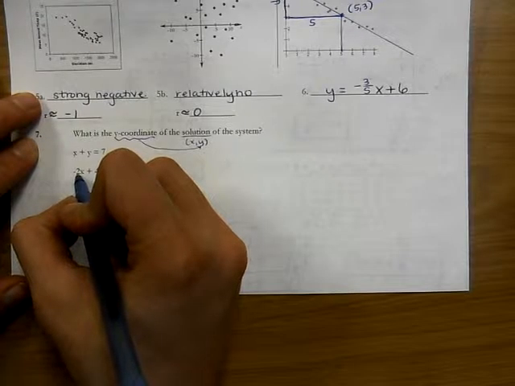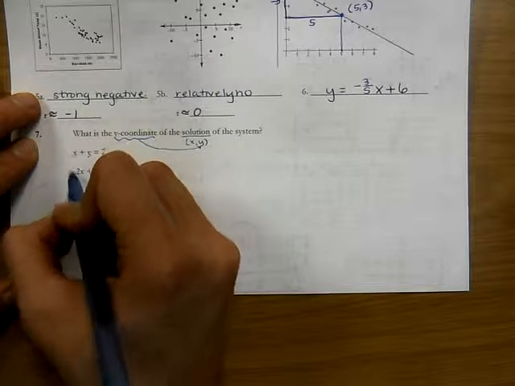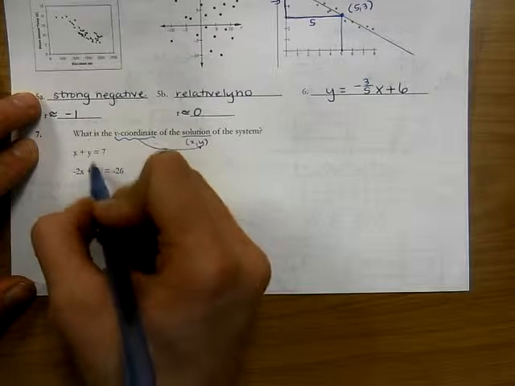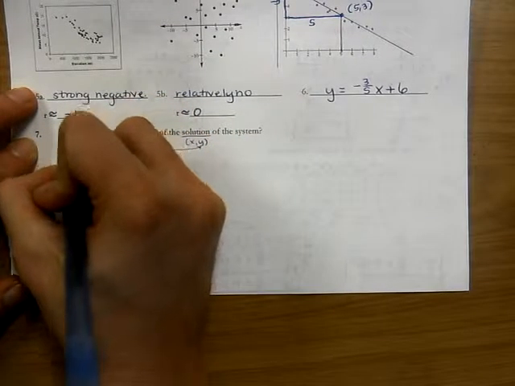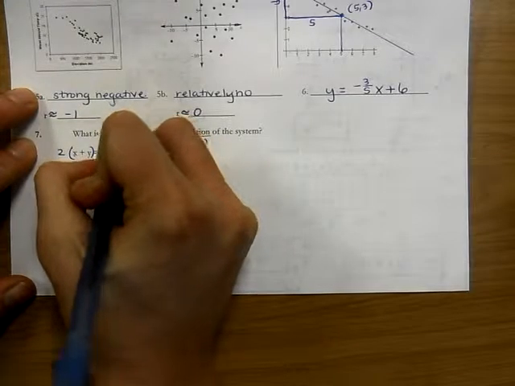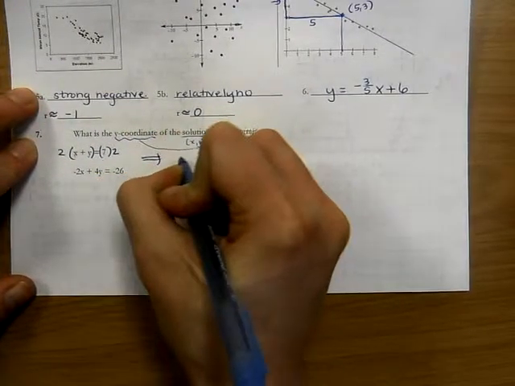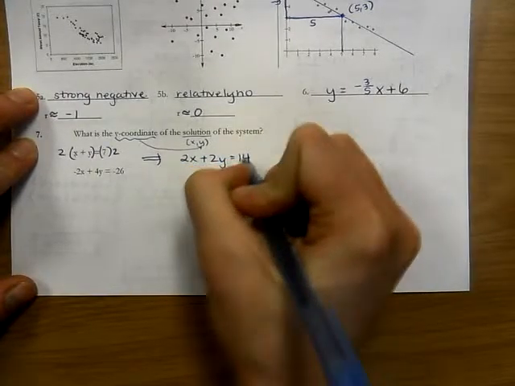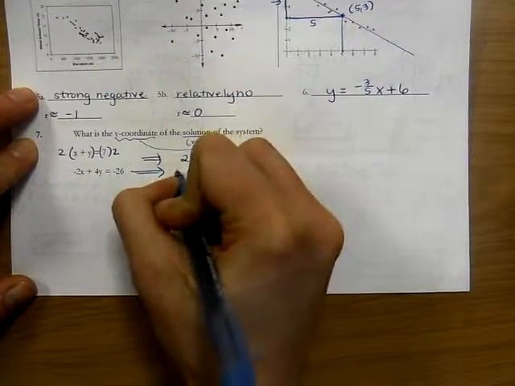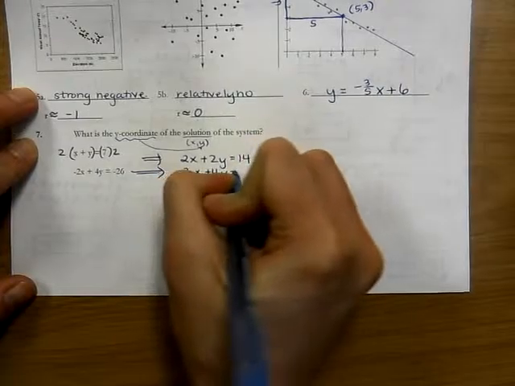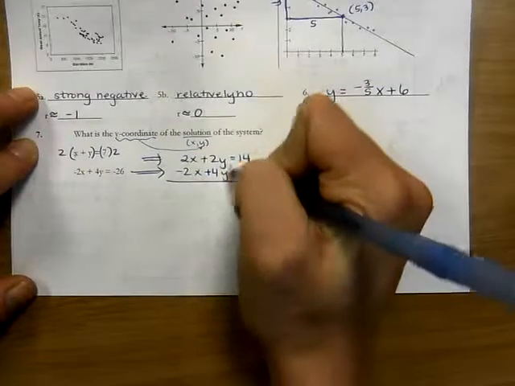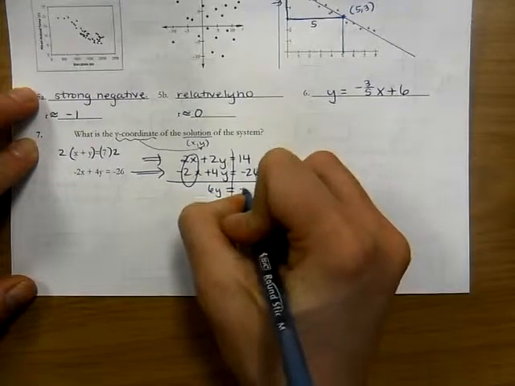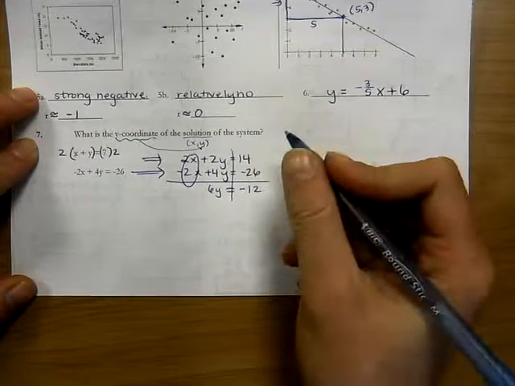I see this coefficient is negative 2, so this one would have to be a positive 2 to eliminate the x's. This coefficient is 4, so this would have to be a negative 4 to eliminate the y's. So I'm just going to eliminate the x's by multiplying this top equation by 2. And when I do that, I get 2x plus 2y is equal to 14. I don't have to change that bottom one at all. I get negative 2x plus 4y equals negative 26. So when I add these guys, I eliminate x and get 6y is equal to negative 12.